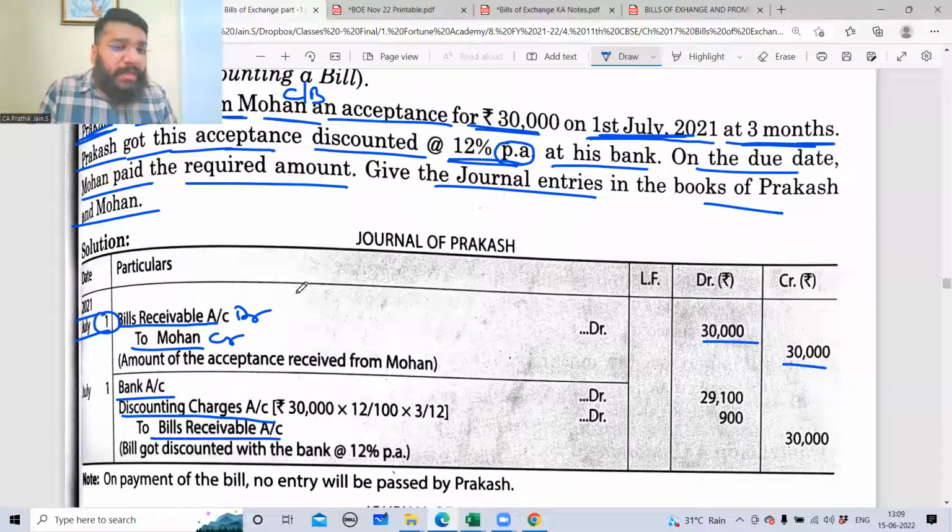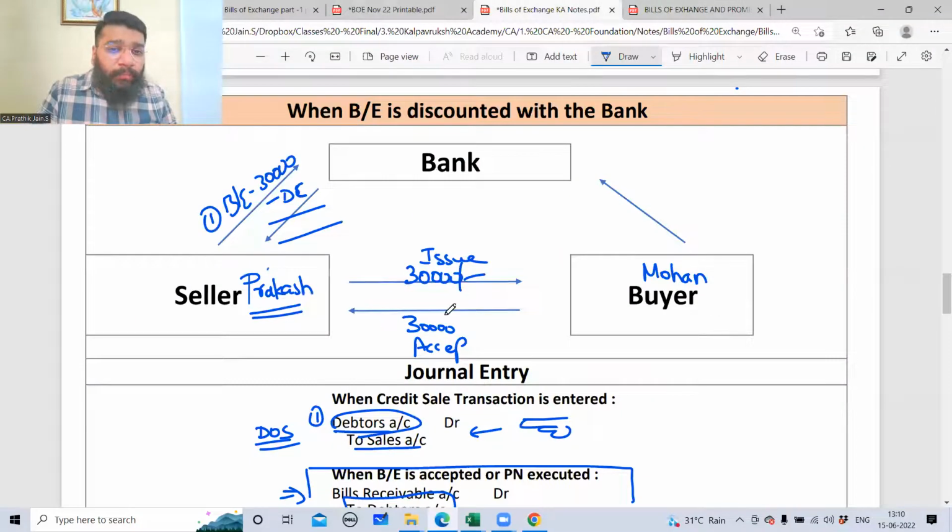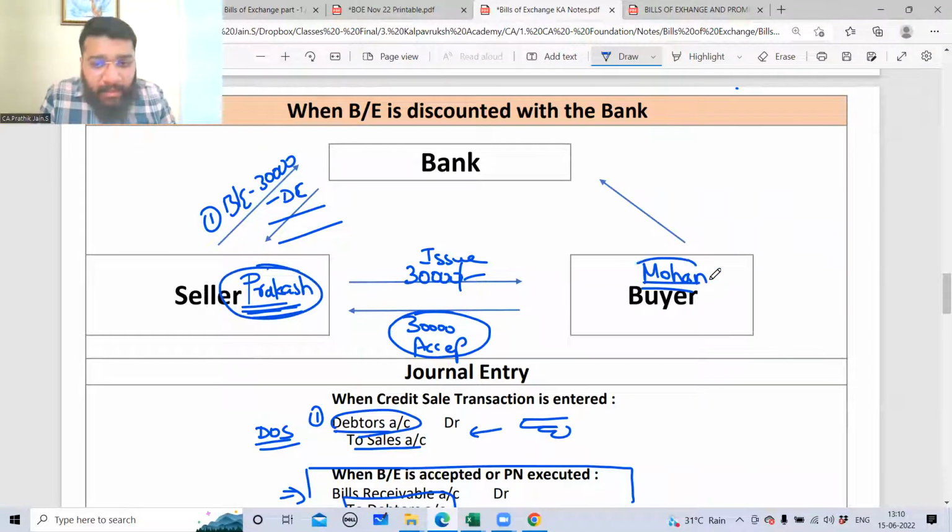Guys, this first transaction I'm recording in Prakash's book. What is the transaction? Bills receivable to Mohan. This transaction comes into the picture because the acceptance is happening between Mohan and Prakash. So I will record the entry in Prakash's book. I'll record this entry in Mohan's books also, correct?